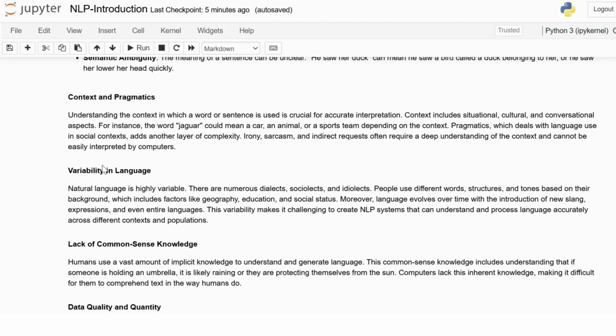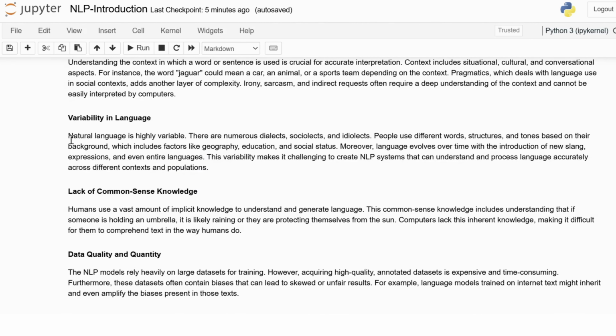Another challenge is the variability in language. Natural language is highly variable. There are numerous dialects, sociolects, and idiolects. People use different words, structures, and tones based on their background, which includes factors like geography, education, and social status. Moreover, language evolves over time with the introduction of new slang, expressions, and even entire languages. This variability makes it challenging to create NLP systems that can understand and process language accurately across different contexts and populations.